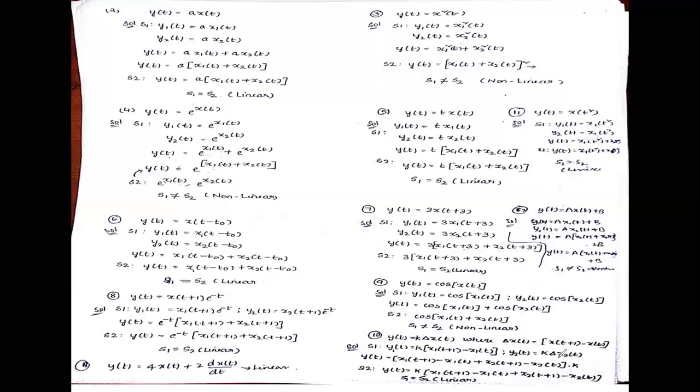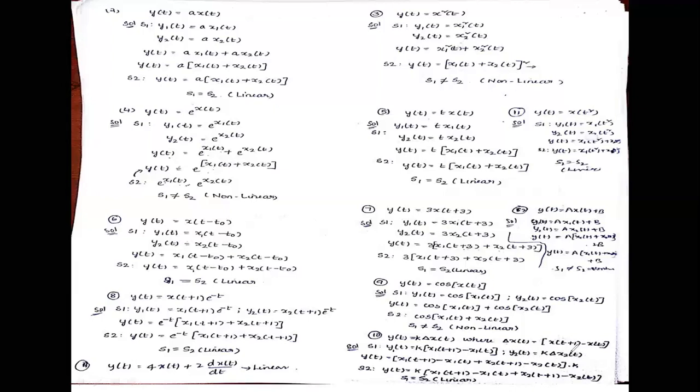What is y2? k into delta of x2 of t. Now the delta of x2 of t is x2 of t plus 1 minus x2 of t. So y of t is equal to, taking all the terms, k into x1 of t plus 1 minus x1 of t plus x2 of t plus 1 minus x2 of t.